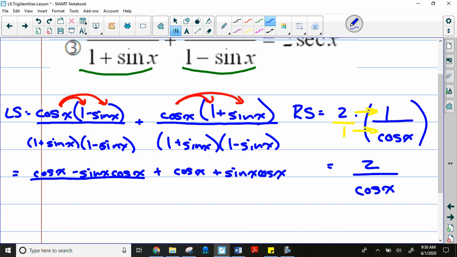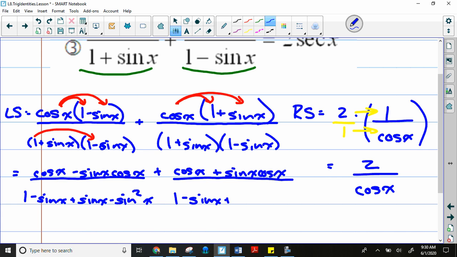Okay, and you know what? I'm going to FOIL the denominator just because I can. Let's FOIL. First, 1 times 1, 1. Outside, 1 times negative sine x. Inside, positive sine x. Last, negative sine squared x. And once you do it once, it's just the same over here because the denominators are the same. Minus sine squared x. There's a lot of fun happening all at once.